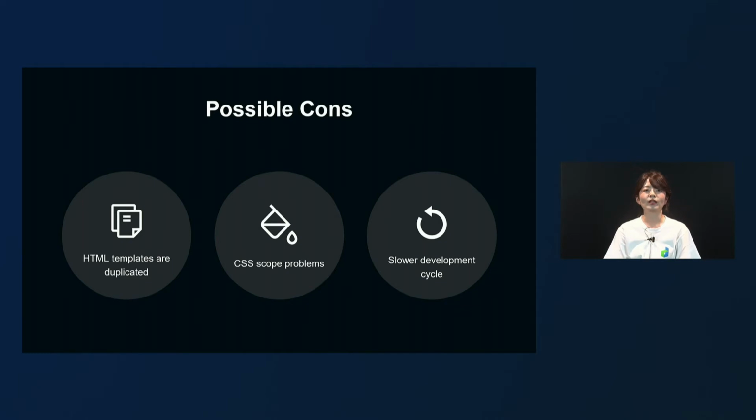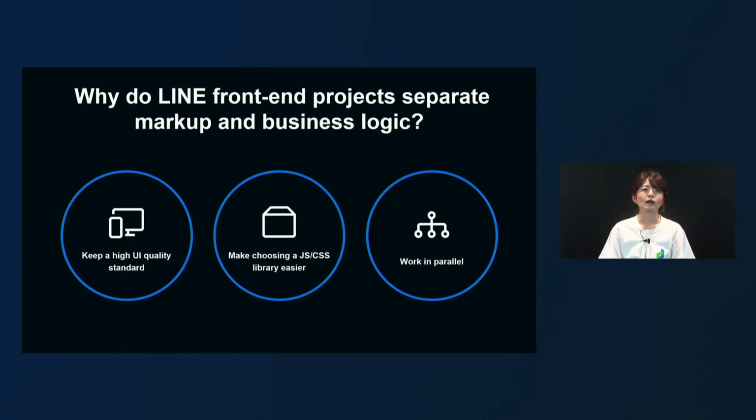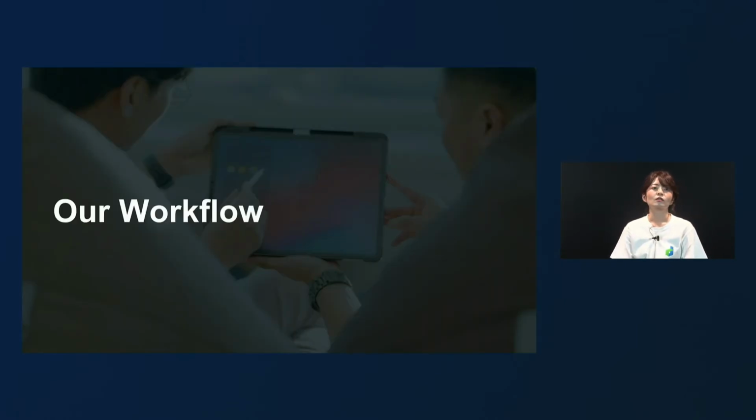However, there are some advantages to the division of labor. Here are three. First, it's easy to reflect UI preferences. Secondly, JavaScript and CSS are loosely coupled, so it is easy to select the necessary libraries without affecting each other. And thirdly, parallel development is possible. Let me show you our workflow and go into details about this.